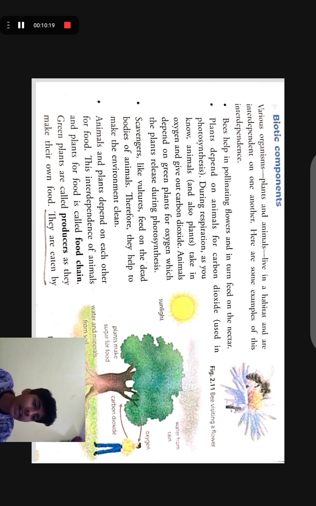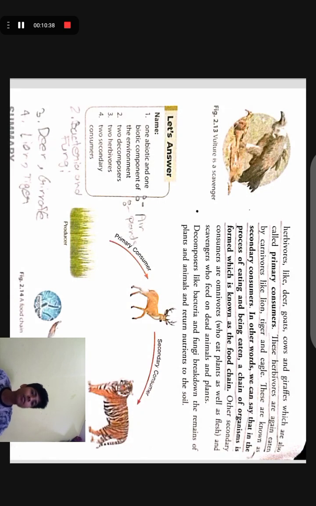Now in this picture you can see the process of photosynthesis. You can see the sunlight is coming. The plants make sugar from the water and minerals from the soil they are consuming. They are giving us oxygen and we are giving them carbon dioxide. Water from rain is coming, etc. Let's come to the next picture.